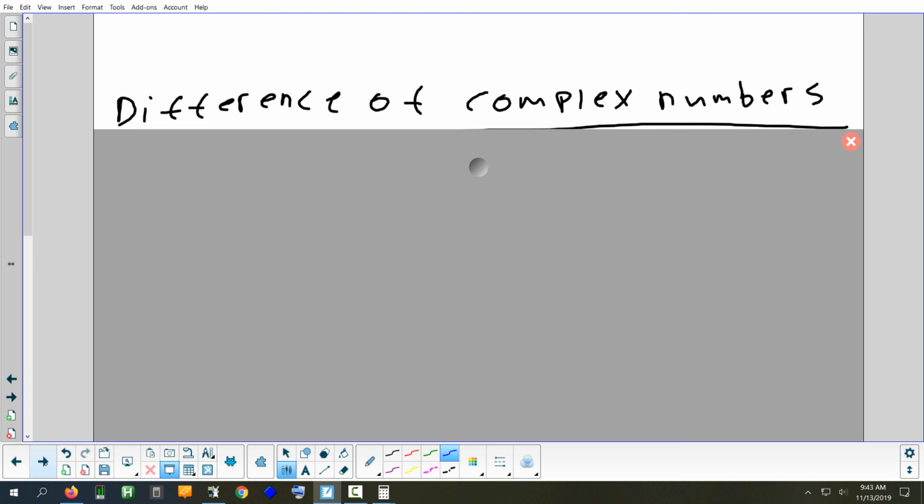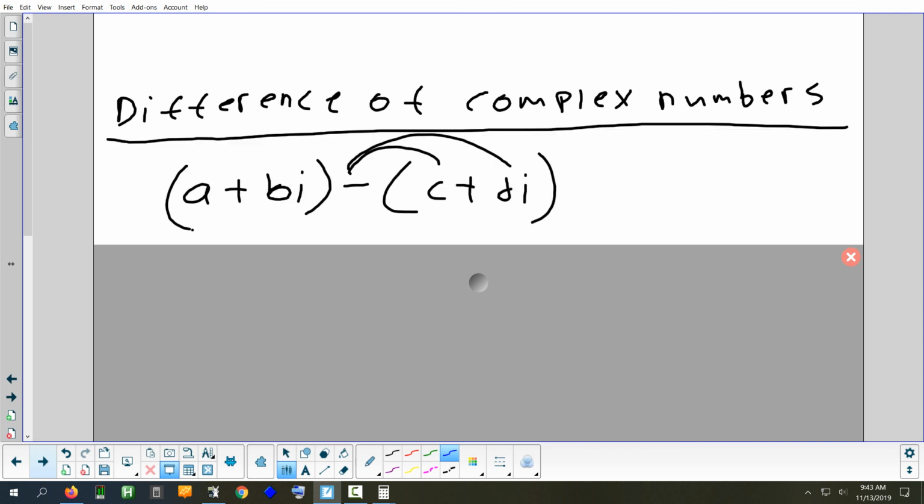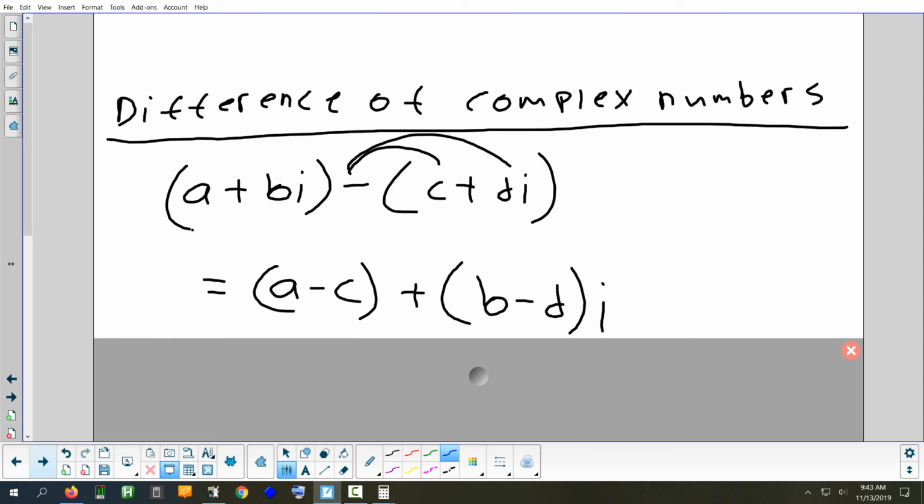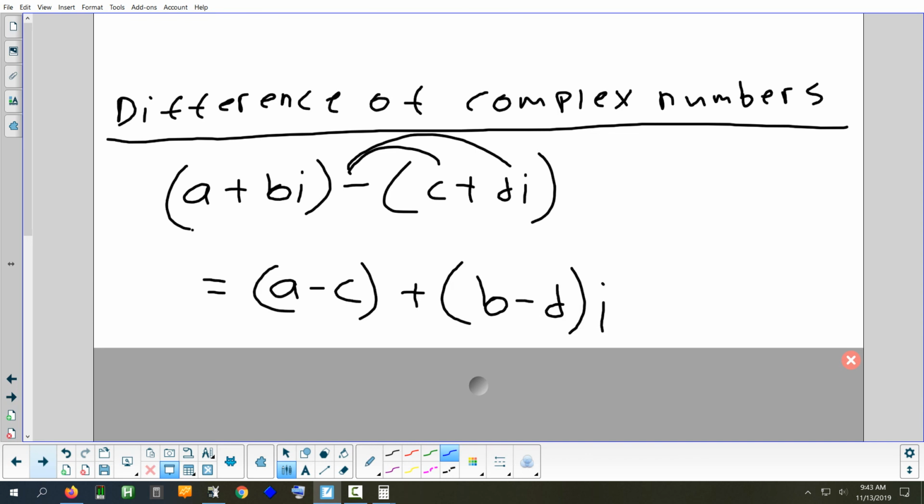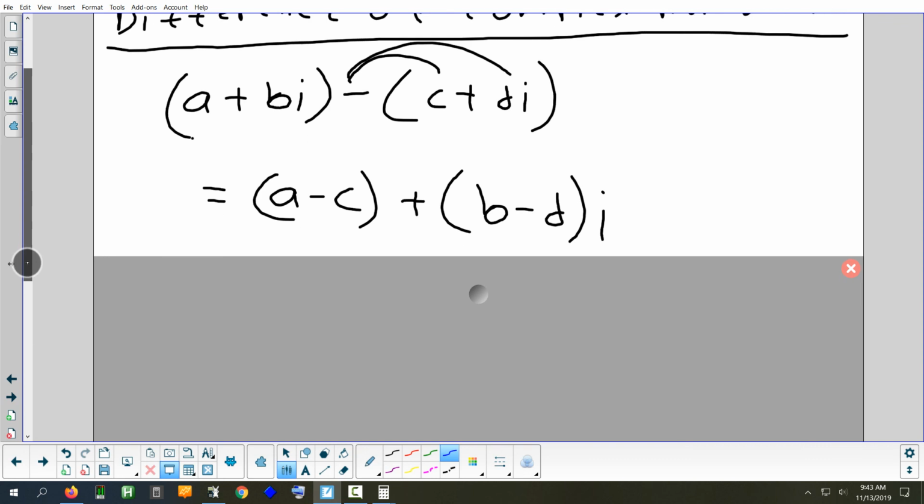Let's do a subtraction. Subtraction is pretty much the same as addition, except you're subtracting, not adding. The thing that some people will forget is when you're subtracting a complex number, you have to subtract both parts of it. You have to subtract the real and subtract the imaginary. So you can almost think of it as like a distributive property. It's A subtracting the C, B subtracting the D. Same rules always apply with negatives. If you minus a minus, it becomes a plus, things like that. It's pretty much the same thing.